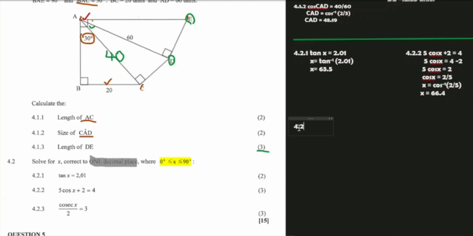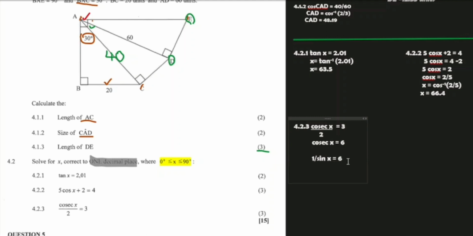For our final question, 4.2.3, it says cos x over 2 equals 3. So to make cos x the subject of the equation, multiply both sides by 2. You're going to be left with cos x equals 6. Now, we all know that sec x is the inverse of cos. So you're going to say 1 over cos x is equal to 6.